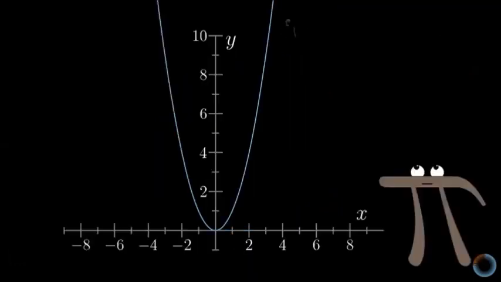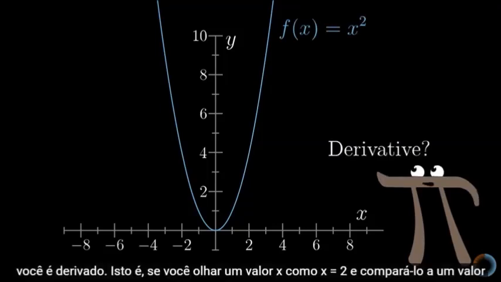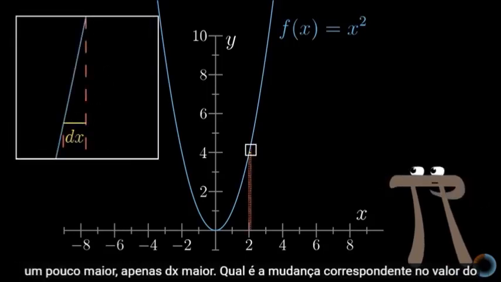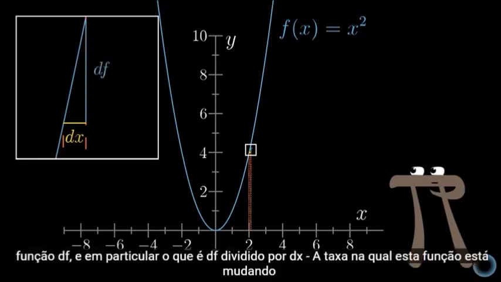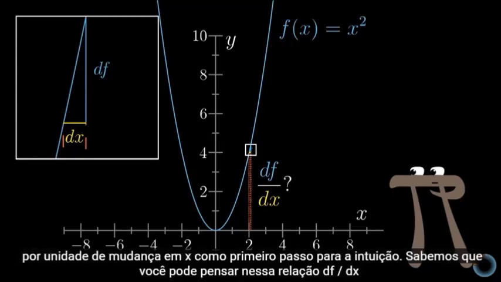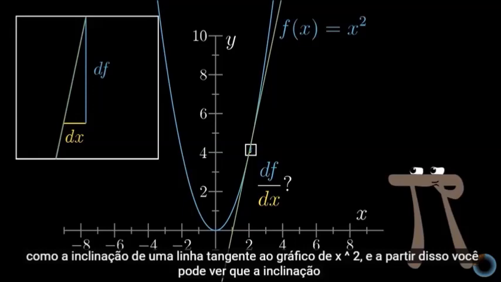Let's start with a simple function, like f of x equals x squared. What if I asked you its derivative? That is, if you were to look at some value x, like x equals 2, and compare it to a value slightly bigger, just dx bigger, what's the corresponding change in the value of the function, df? And in particular, what's df divided by dx, the rate at which this function is changing per unit change in x? As a first step for intuition, we know that you can think of this ratio df dx as the slope of a tangent line to the graph of x squared.